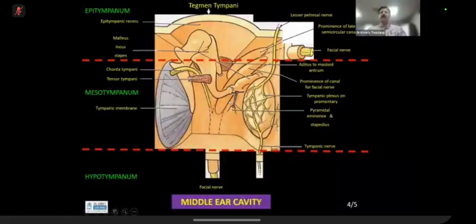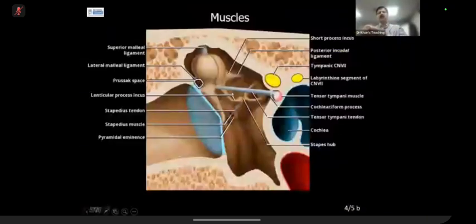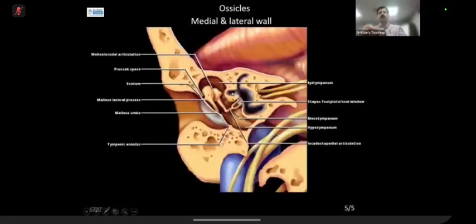Slightly more inferiorly, the landmarks on the posterior wall include this thing, known as the pyramidal eminence. This pyramidal eminence can be seen on an axial CT scan. Remember, the descending facial nerve will be next to it. This portion here, which is medial to the pyramidal eminence, is known as the sinus tympani. I will show you on a CT scan. So this is the main concept to remember.